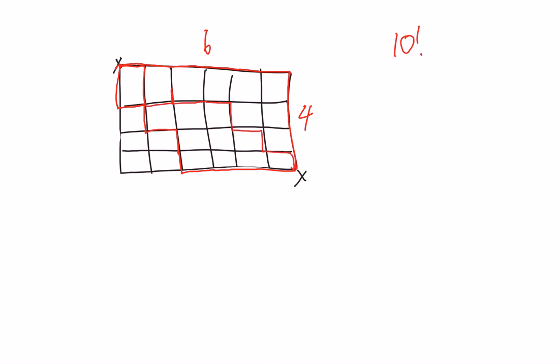So if you kind of count out any of these paths, 6 over, 4 down. So that means we have 10 different blocks we're going to walk, but we have a repetition of 6 overs and 4 downs. We have to divide by those repetitions.